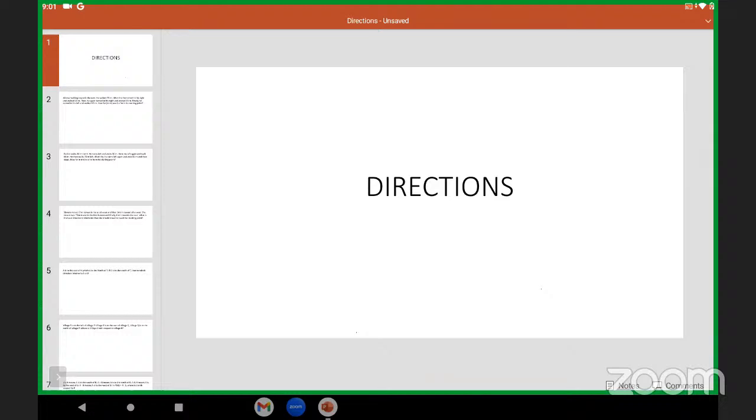These questions are mainly based on the CET, CMAT, and NMAT exams. So we'll start with the basics first. Directions, as we all know, there are four directions: north, south, west, east. This is the format of how we draw all four directions.